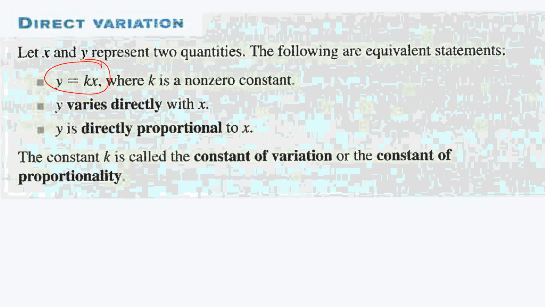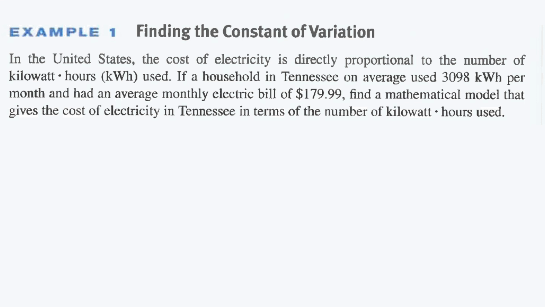So 2 ways to say this. We can say y varies directly with x, or y is directly proportional to x. All right, so either way works. So let's take a look at an example. In the United States, the cost of electricity is directly proportional to the number of kilowatt hours used. Okay, we're going to break down this sentence.